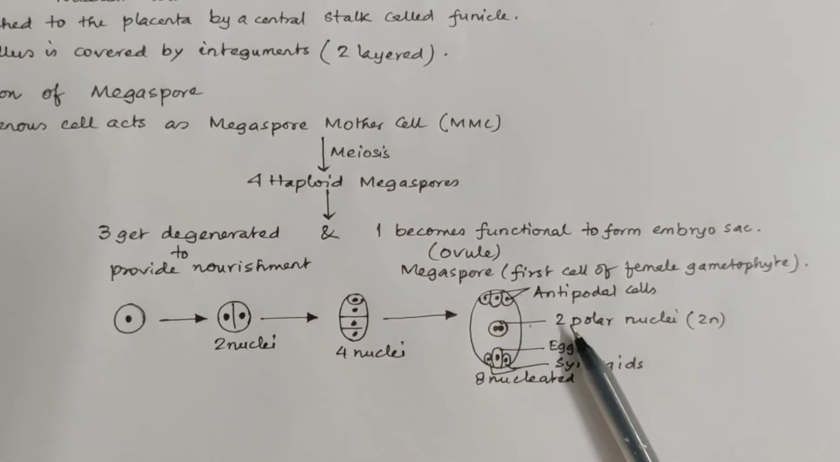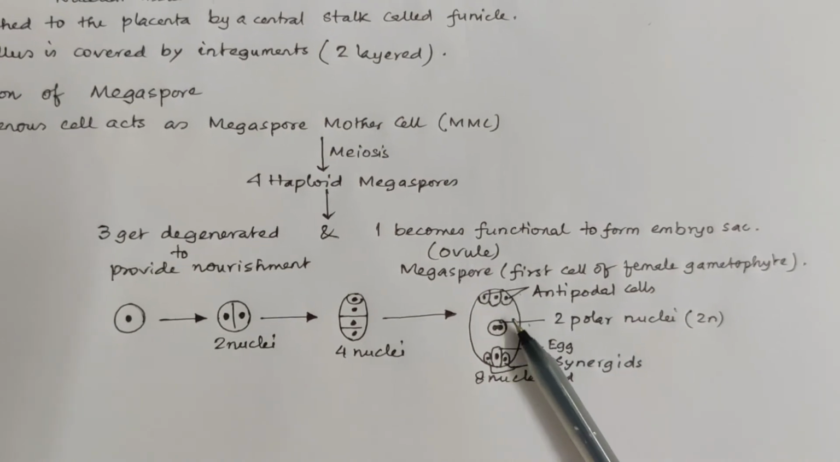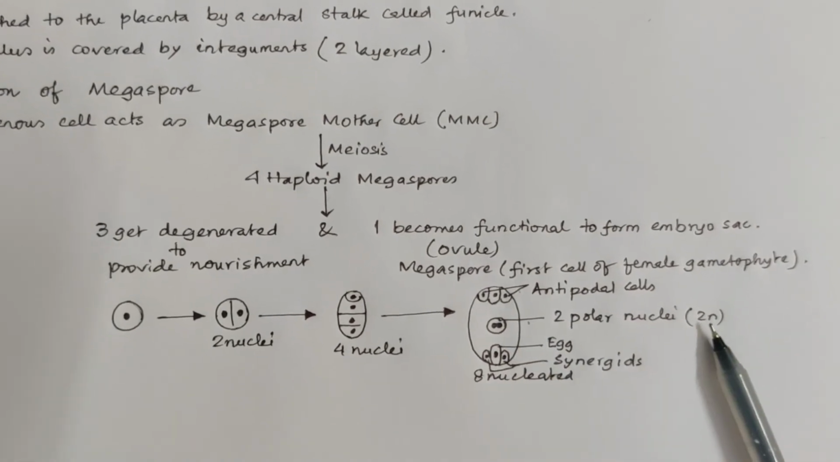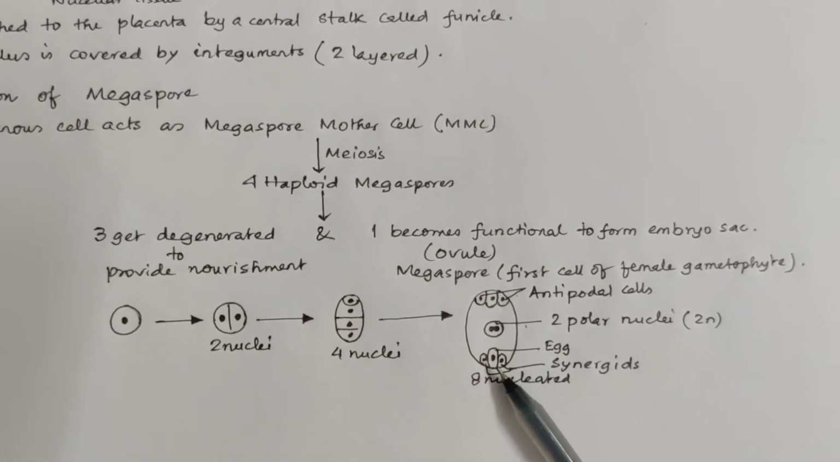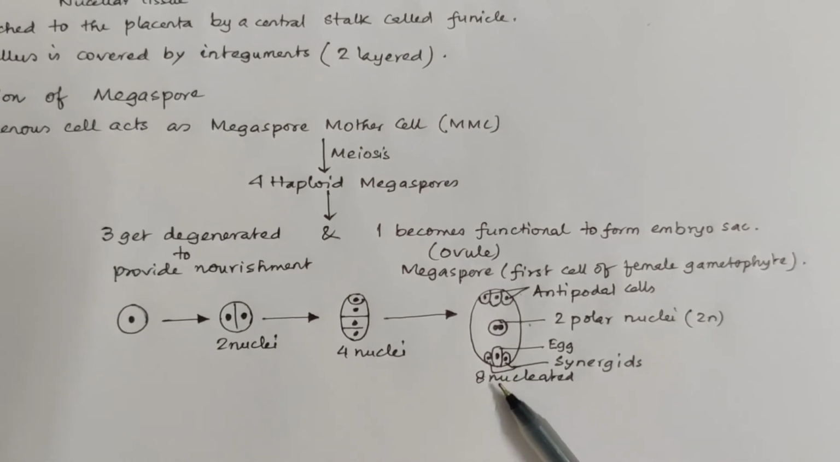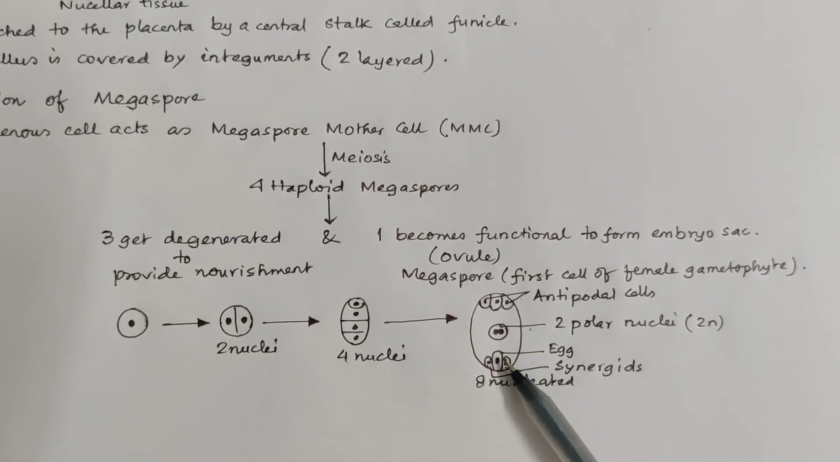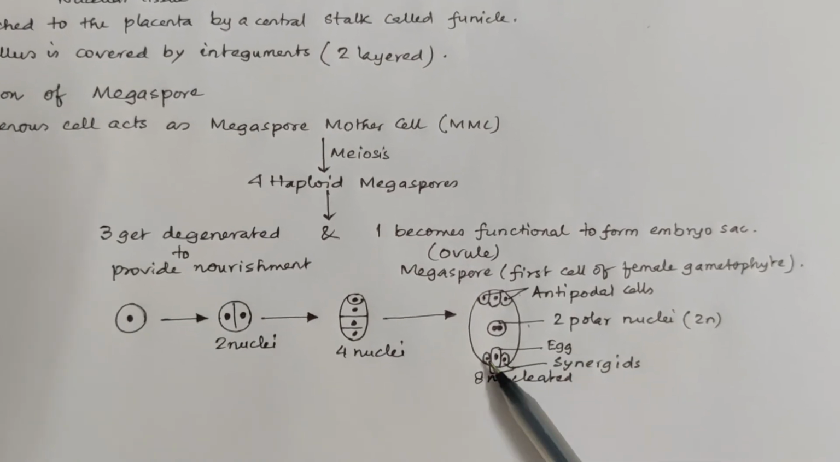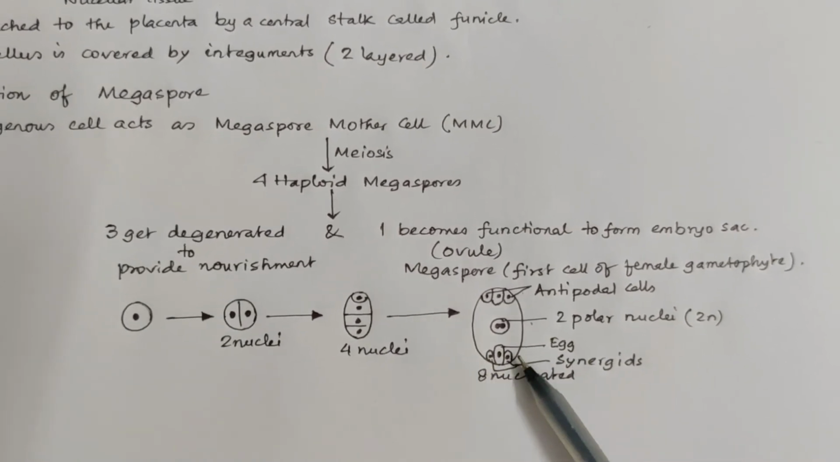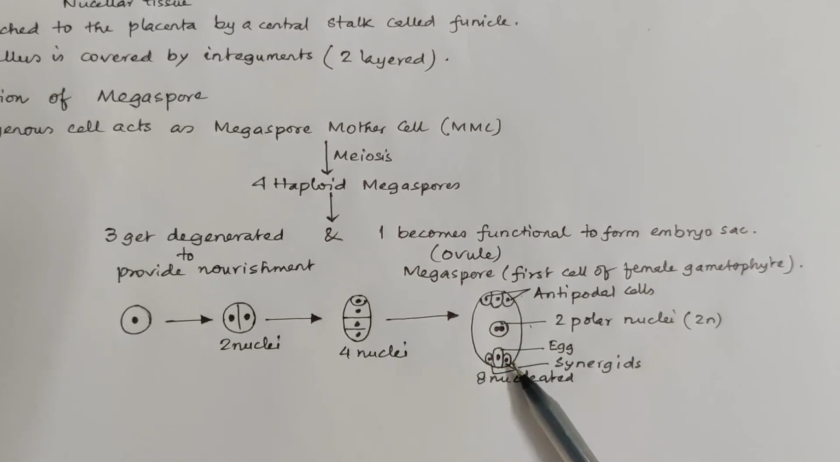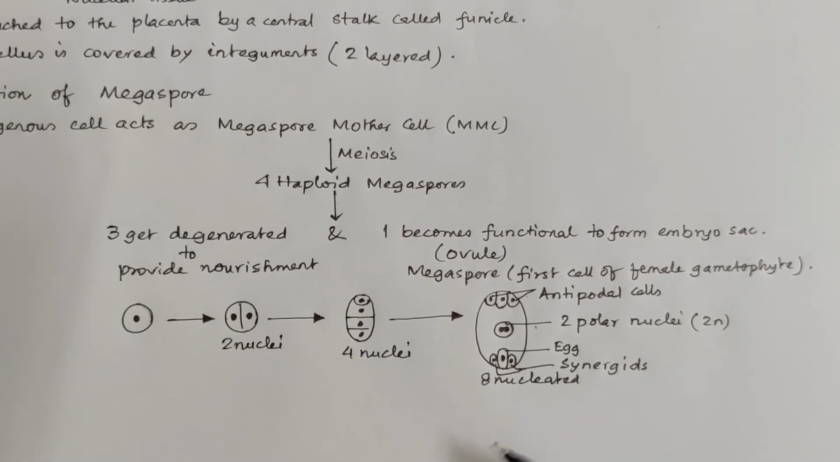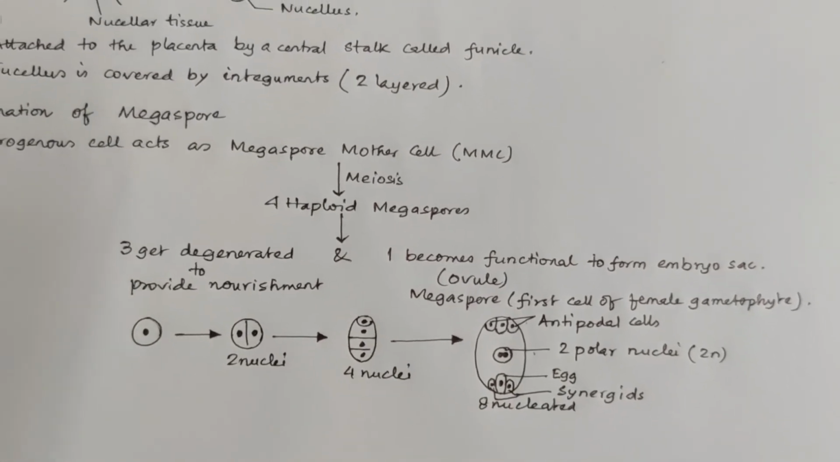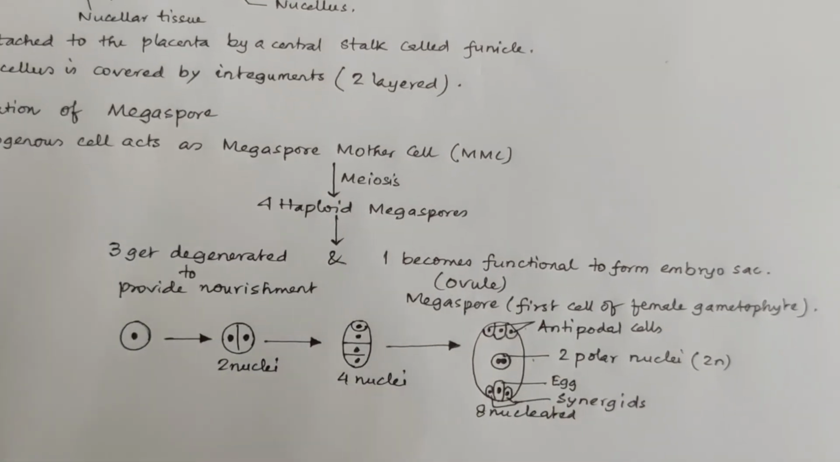In the middle there are 2 polar nuclei. This is a fusion product which is diploid structure. Here also there are 3 cells to the micropylar end. The middle one is called egg cell, and it is flanked by 2 haploid cells called synergids. So this is the development of female gametophyte.